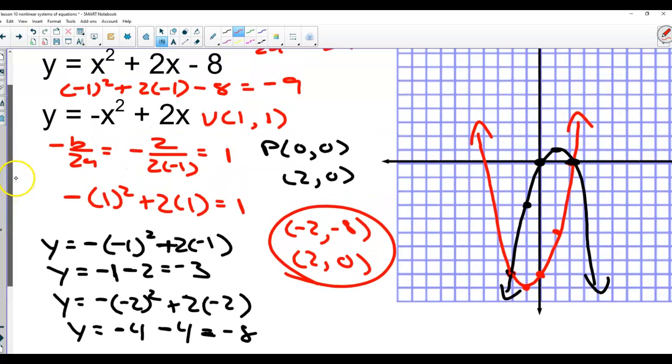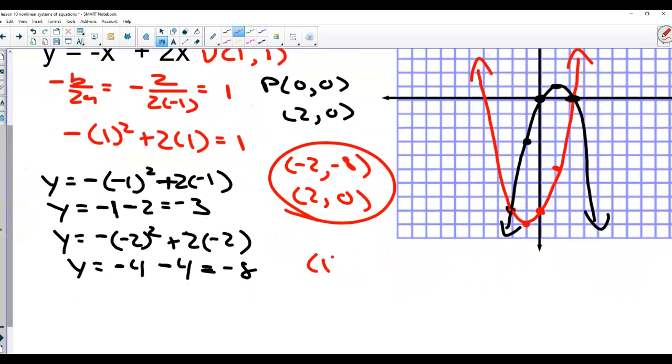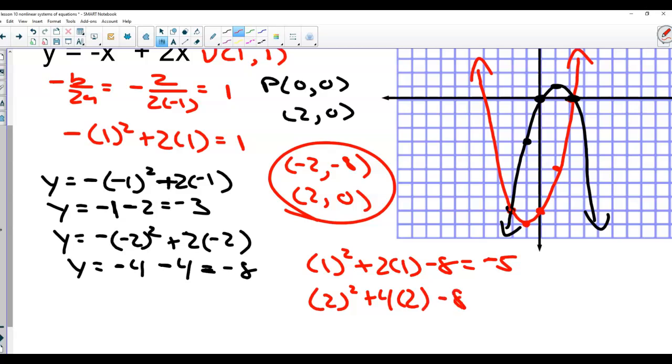Plug 1 in for your equation. 1 squared plus 2 times 1 minus 8, that's -5. That doesn't hit the black graph, so let's do this one. 2 squared plus 2 times 2 minus 8, that equals 0. That gets me to my point 2, 0. That's my second point of intersection.